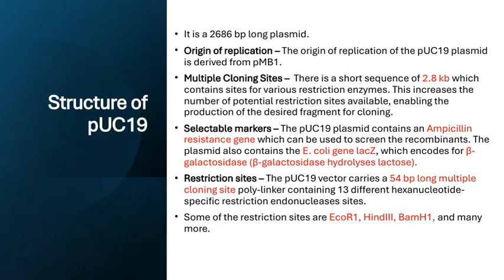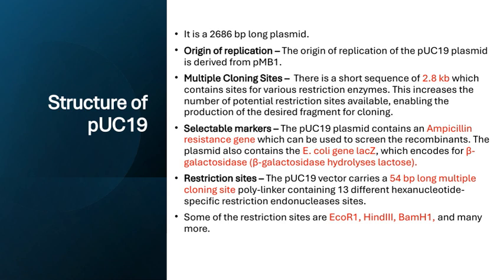Let's take a closer look at the structure of pUC19. This plasmid is about 2686 base pairs long, which makes it quite manageable for laboratory work. One of its key features is its origin of replication, which is derived from pMB1. This allows the plasmid to replicate efficiently within host cells.